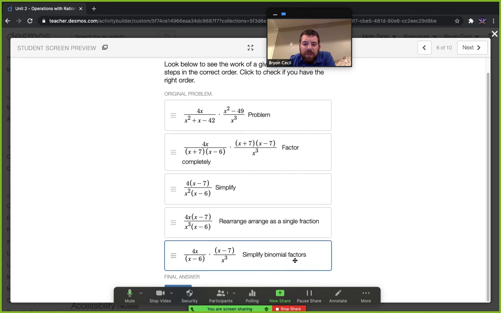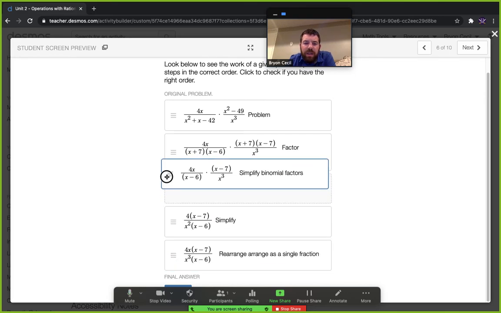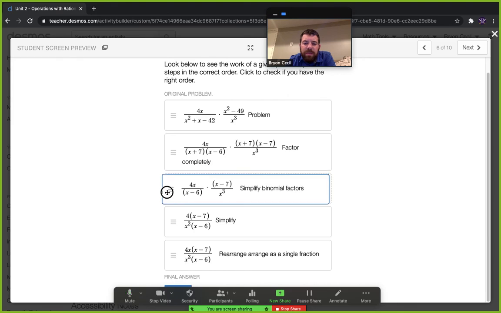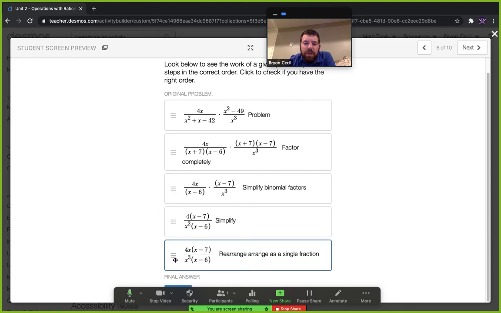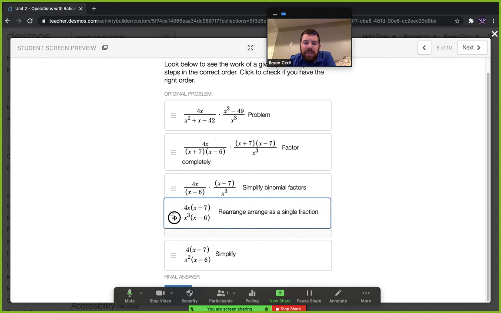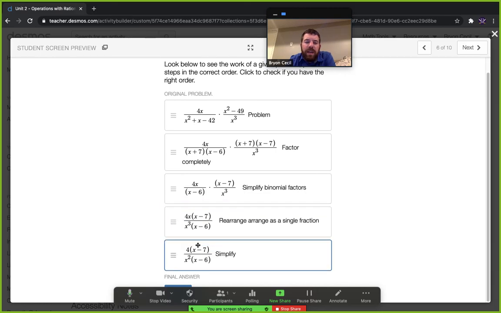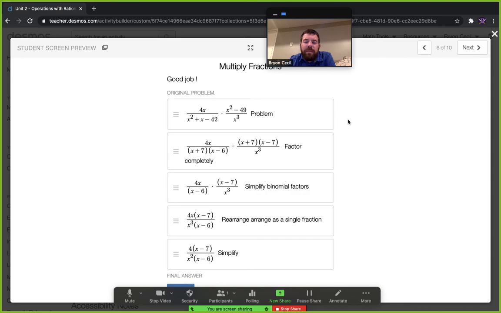I'm going to simplify the binomial factors, and so that's going to go here. Then we're going to rearrange as a single fraction, and then we're going to simplify. Good job.